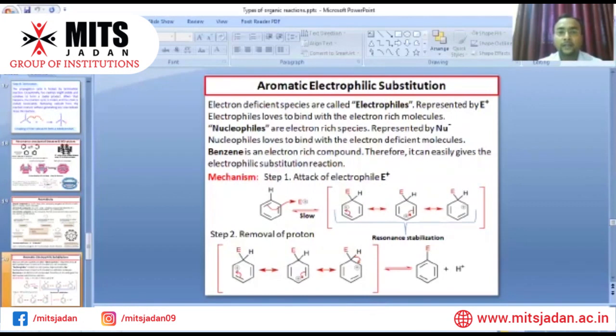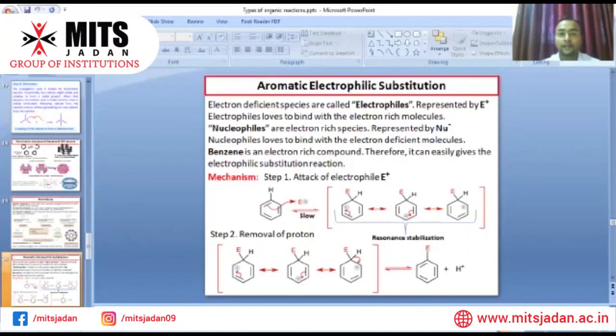What are electrophiles? Electrophiles are electron deficient species, represented by E+. The positive sign represents the electrophile. That means they are electron loving. Electrophiles love to bind with electron rich molecules. In the opposite, nucleophiles are electron rich species, represented by negative charge. There will be a lone pair of electrons present on the nucleophiles, and nucleophiles love to bind with electron deficient molecules.